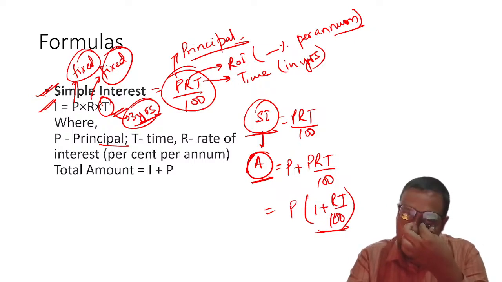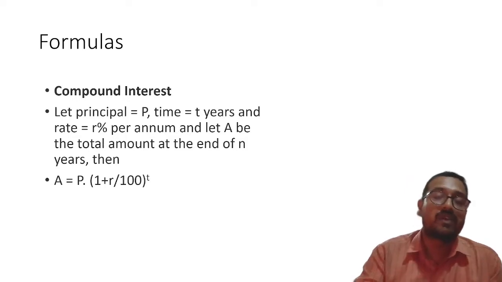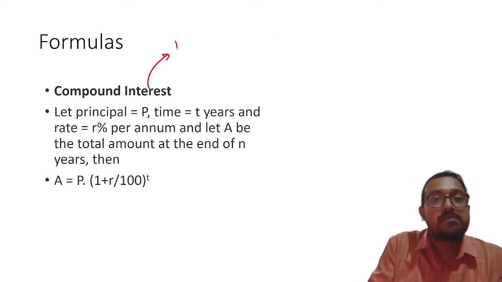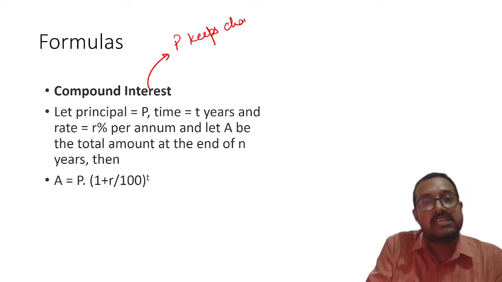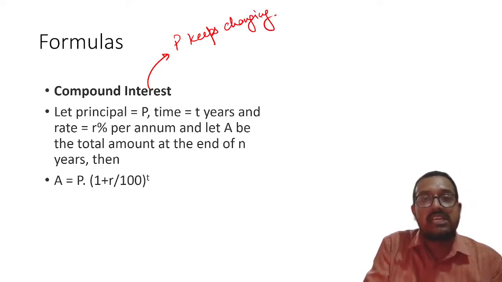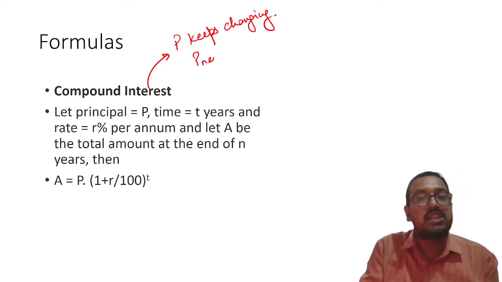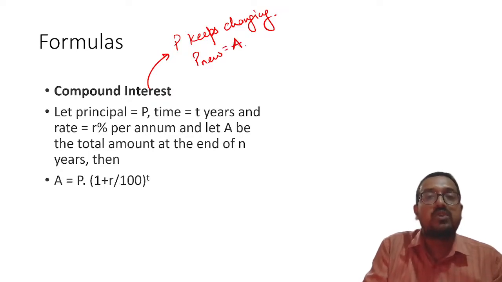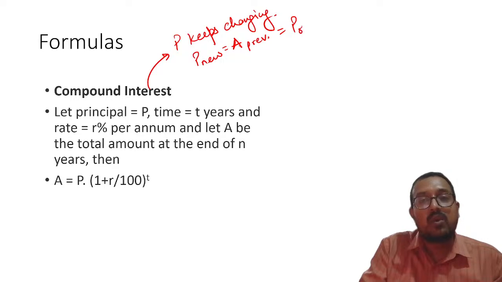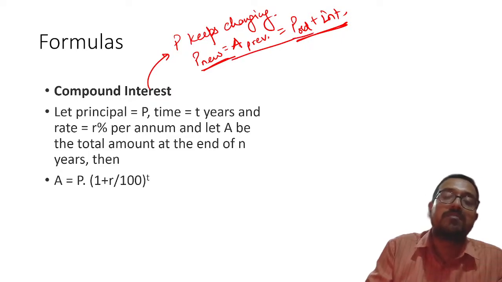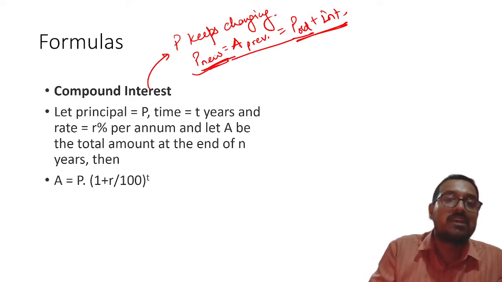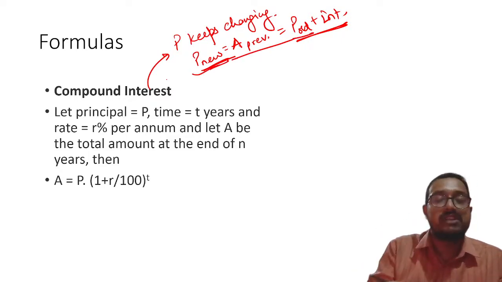Principal is also fixed. But in compound interest, principal keeps changing. So how does it change? Every year, P new will be equal to the amount of the previous year. That means old principal plus interest will become your P new. Understood this thing? It will become more clear once we solve it.